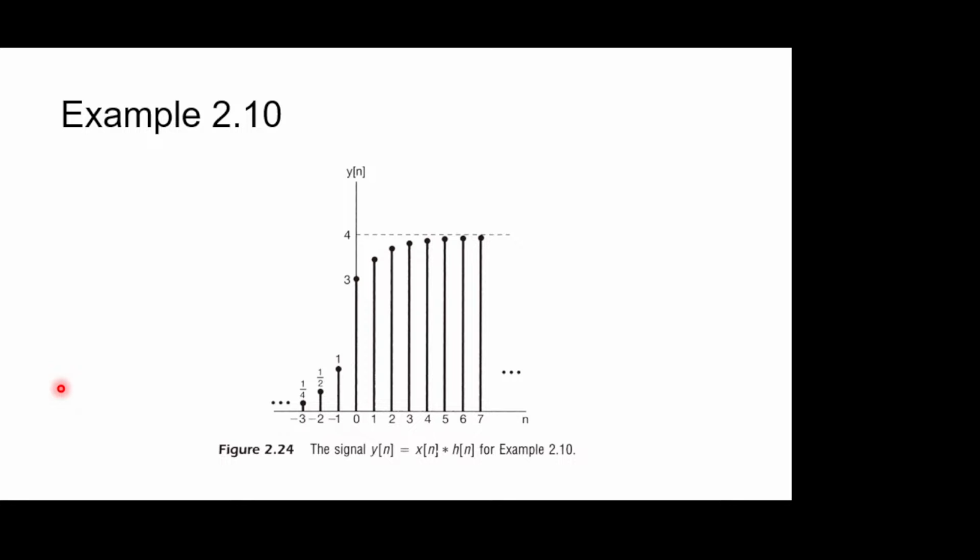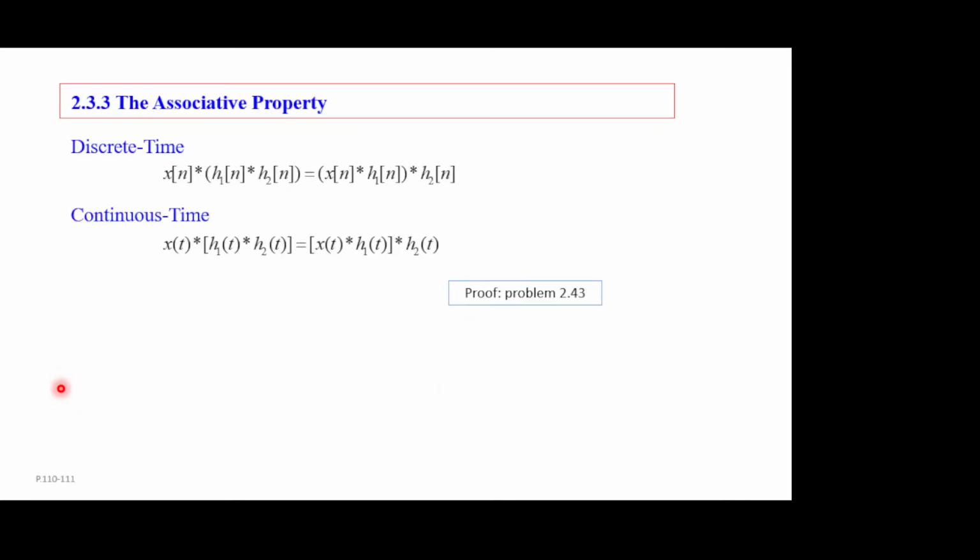Lastly, we have our associative property. Not much to say here. It's like the associative property of multiplication. You have h1 convolved with h2 first, then convolved with x, which is the same as x convolved with h1, then convolved with h2. So the ordering doesn't matter when you do the convolution, and that's for discrete time, and the same for continuous time. If you want the proof, you can try problem 2.43.